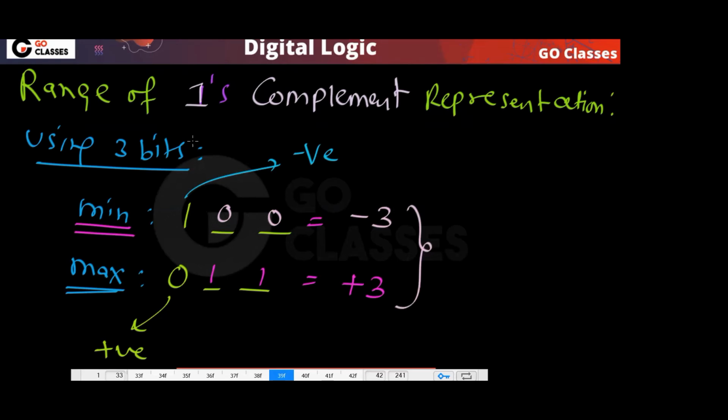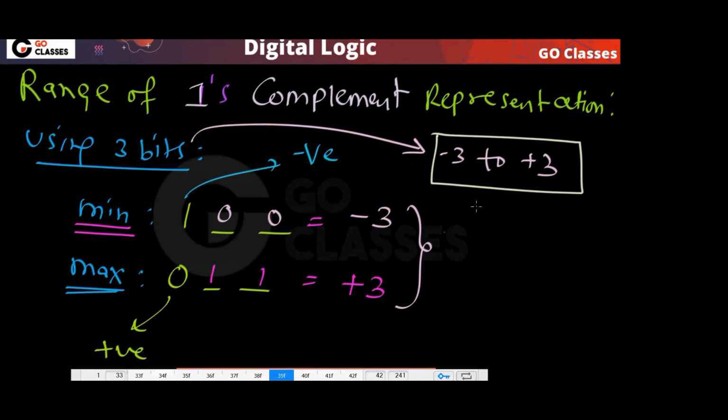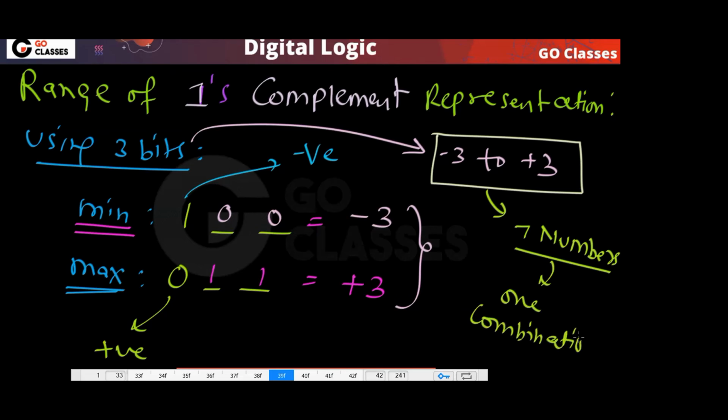So this will be the range. What is the range using 3 bits? That is minus 3 to plus 3. How many numbers? Total 7 numbers. So one combination wasted. I can say one combination gone, or one combination wasted. Clear? Very simple. Next.